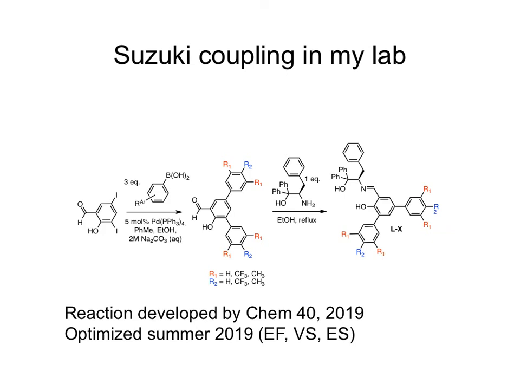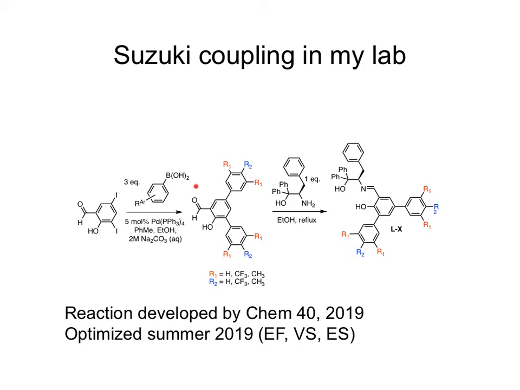We've started doing Suzuki couplings in my laboratory over the last year and a half. So this is just one of the reactions that we do. We can start with this diiodoaldehyde or the dibromoaldehyde. It really doesn't make that much of a difference. We're using palladium tetrakis triphenylphosphine as our pre-catalyst. We're adding this boronic ester in the presence of sodium carbonate as a base, and we can couple this aryl ring onto the aldehyde aryl ring to make a variety of different substituents.